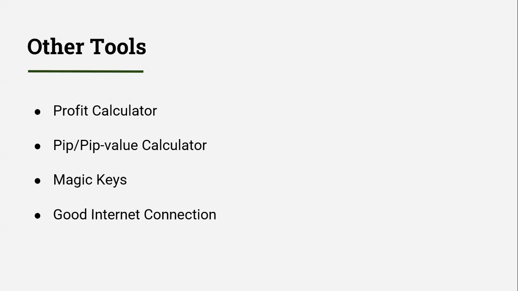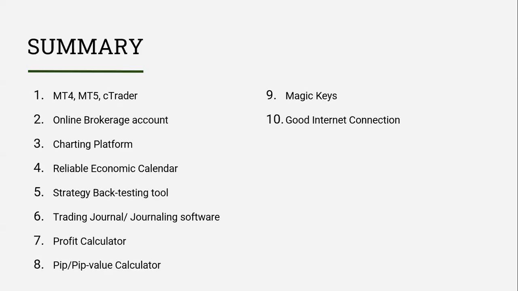Now, that's it on this video. Let's look at what we've been looking at so far for the past, I think, 30 minutes or so. In summary, we have talked about different trading platforms: MetaTrader 4, MetaTrader 5, cTrader, and we've seen how to install these platforms. We've also talked about how it's important to have an online brokerage account for you to be able to trade anyway. And we've also seen charting platforms as being important, a reliable economic calendar, strategy backtesting tool, trading journal, profit calculator, and the PIP value calculator. The PIP value calculator, of course, is going to enable you to calculate your PIP value.